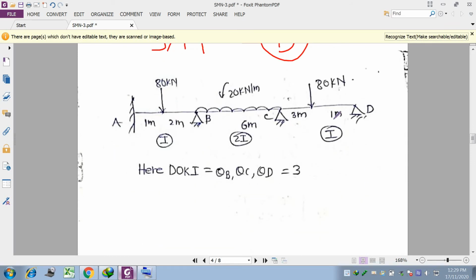So this was your numerical. This is a fixed continuous beam having multiple spans, and as per the diagram itself, it is clear that you have to calculate the unknowns for B, C and D. Already A is known as it is a fixed support. So the DOF become theta B, theta C and theta D.